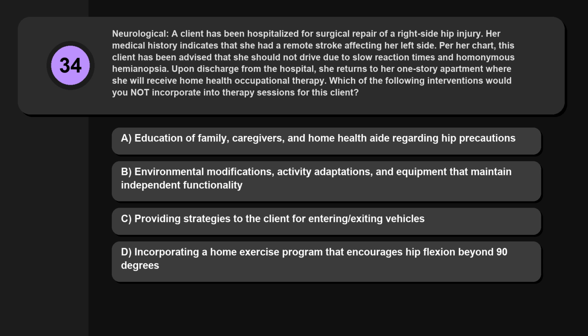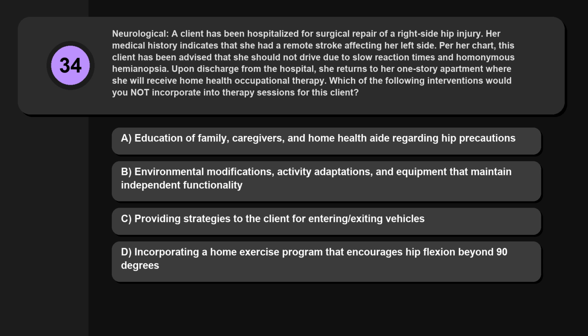Option A, education of family, caregivers, and home health aide regarding hip precautions. Option B, environmental modifications, activity adaptations, and equipment that maintain independent functionality. Option C, providing strategies to the client for entering/exiting vehicles.